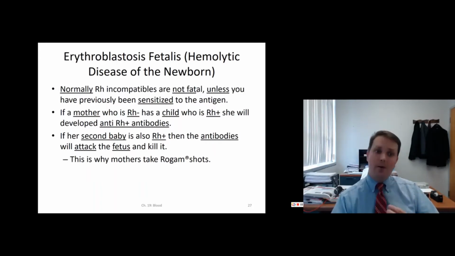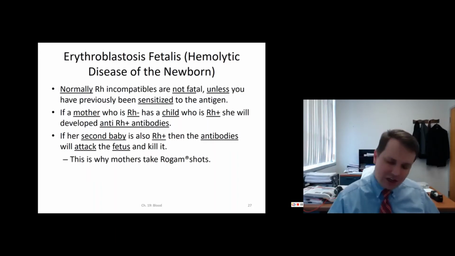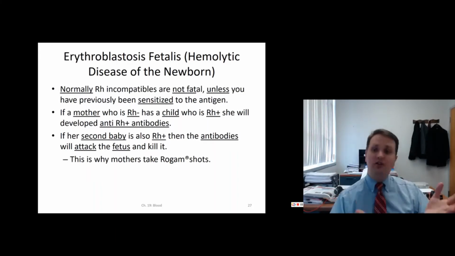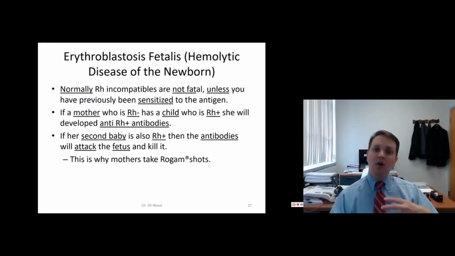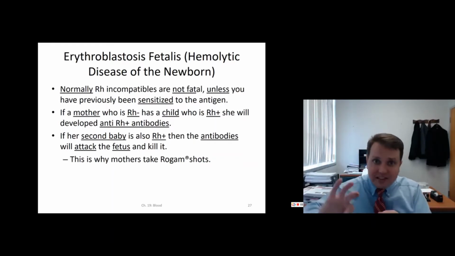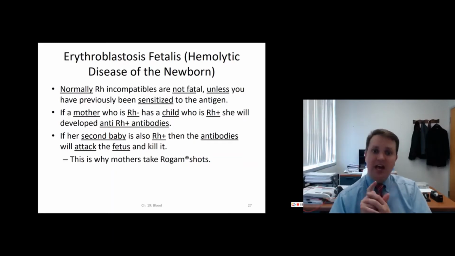Now, here's a problem though. If we have a mother who's Rh negative and she is pregnant, she gets pregnant with a child who's Rh positive, and this is her first child. That baby is fine. No problems. But she will make anti-Rh antibodies. Why? Well, when she gives birth and the placenta hemorrhages and separates, mama's Rh negative blood mixes with baby's Rh positive blood, and she makes anti-Rh antibodies.